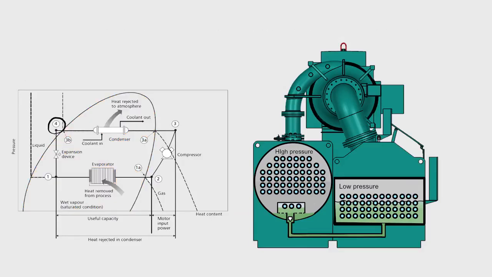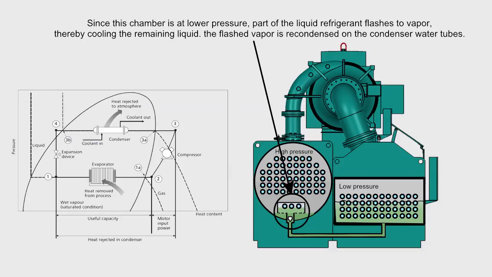The liquid refrigerant then passes through orifices where part of the liquid refrigerant flashes to vapor, thereby cooling the remaining liquid that leaves the orifices at a lower pressure and temperature at point 1. The cycle then repeats itself.